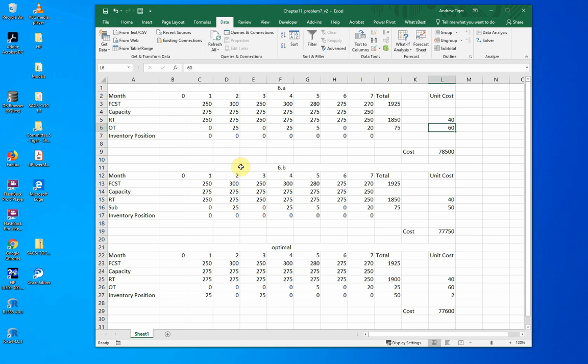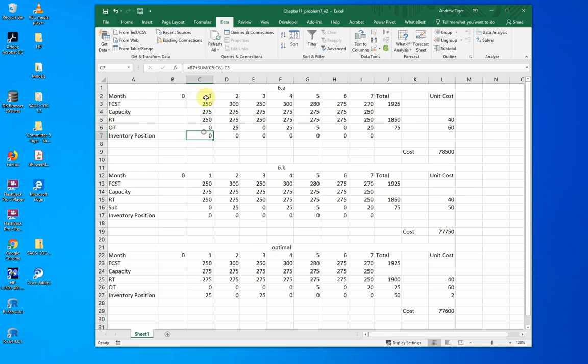The cost is $40 per unit, and then it's time and a half for overtime. And the first one, they want you to implement a chase strategy. Chase strategy means make demand. So whatever demand is, that's what you make. So that's capacity. I mean, that's forecast. So that's what you make. This is forecast, so you make 300. You can only make 275, so you have to split this out.